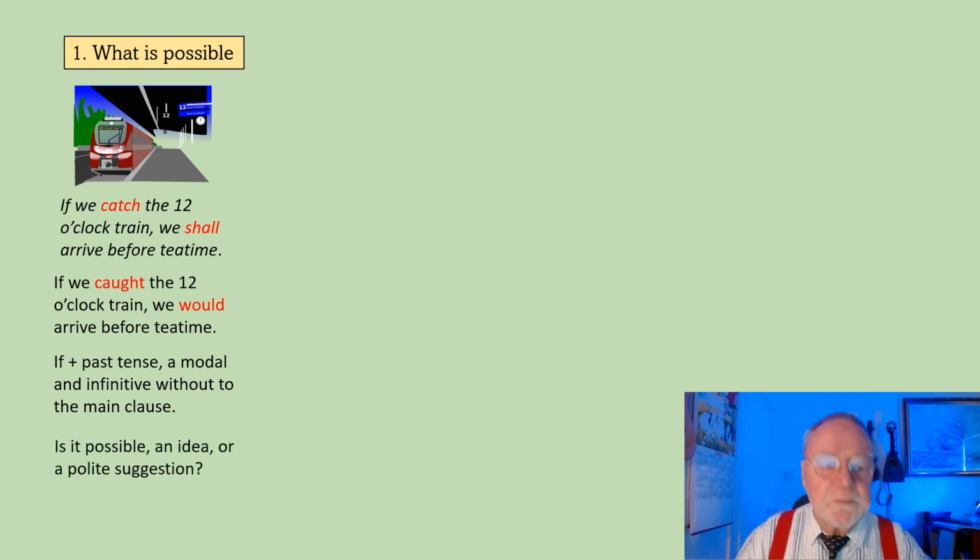So what do we have here? Well, we have a situation where we can ask, is it possible? If we caught the train, yeah, I'm thinking about that, then we would arrive before tea time. It's an idea, or even a polite suggestion. Excuse me, if we caught the 12 o'clock train, we would arrive before tea time. So you can tell by the intonation in my voice how the meaning can change depending exactly how I say it. The second meaning is a daydream or something which is unlikely.